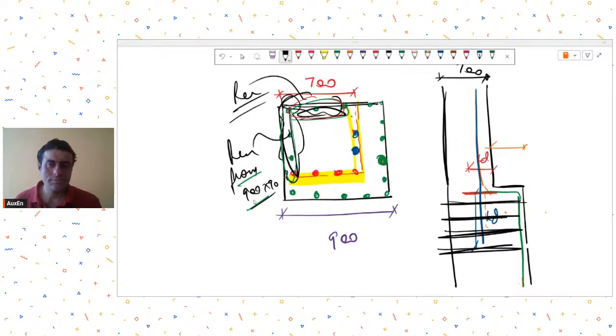Let's see what we have further. Mr. Ronak is asking, he's from Goa, he's a working professional.